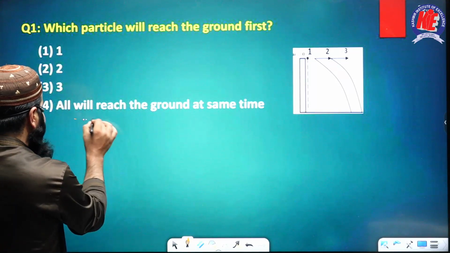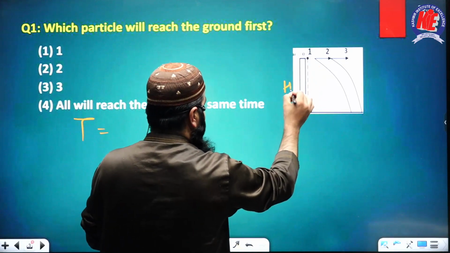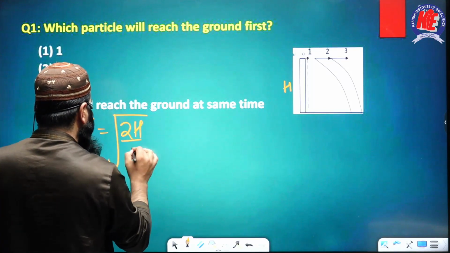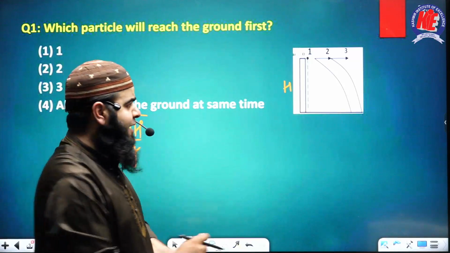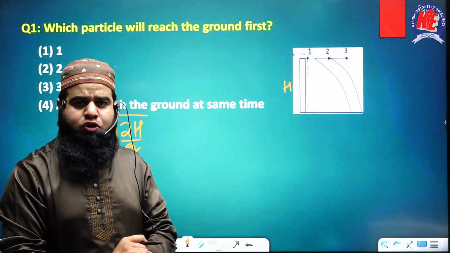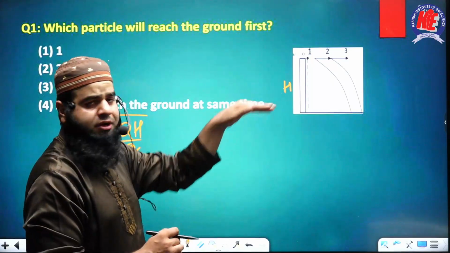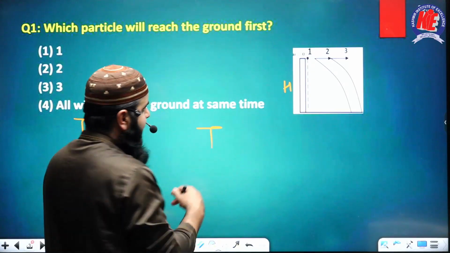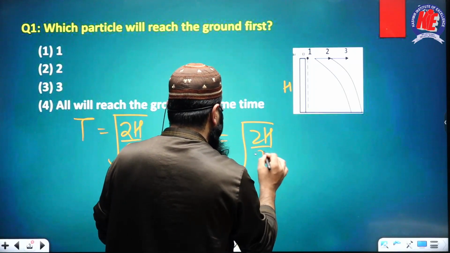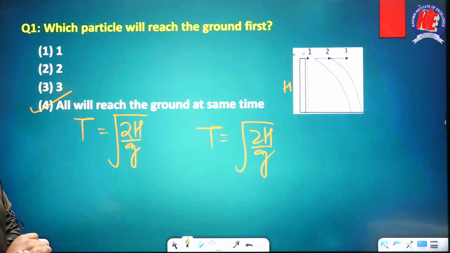If you talk about the time taken to reach the ground for particle 1, suppose the height of the point from where you release it is h, it is simply given by root of 2h upon g. Likewise, for particles 2 and 3, recall your 2D, where you project the particle horizontally and the initial velocity is purely horizontal, the time taken, or time of flight, is also given by root of 2h upon g. So the conclusion is all will reach the ground at the same time. So option 4 is the right one.